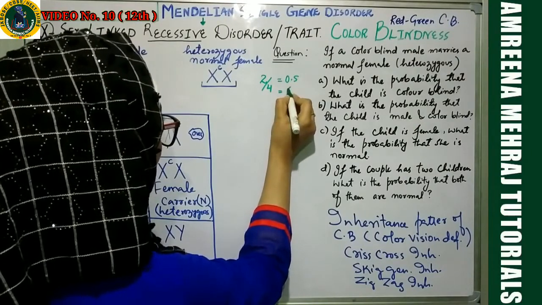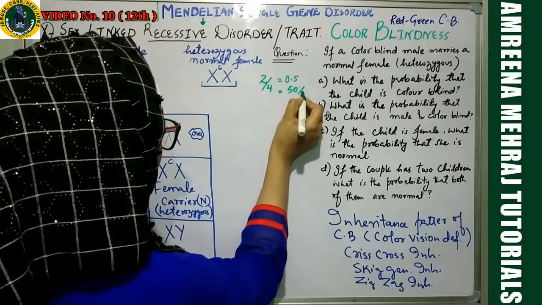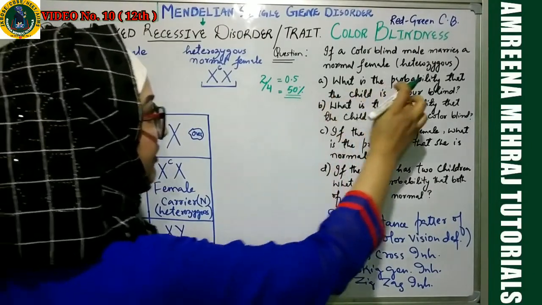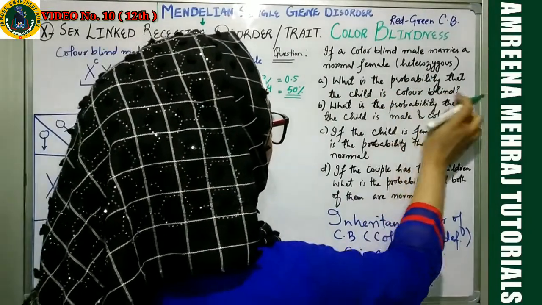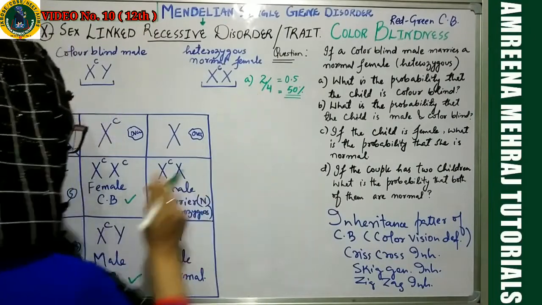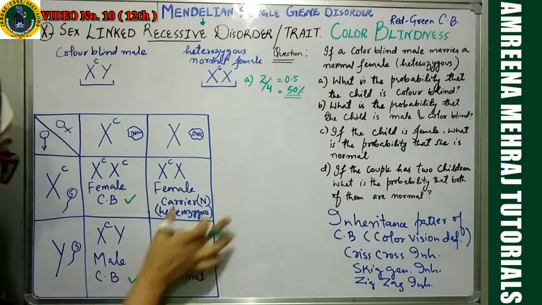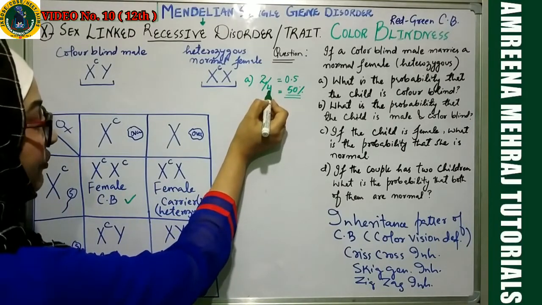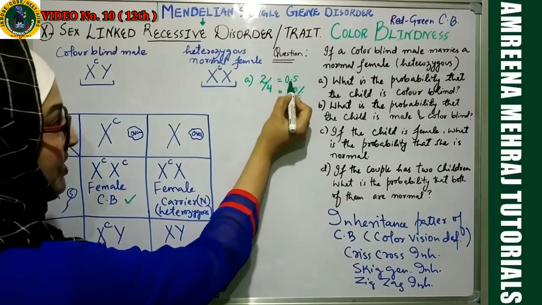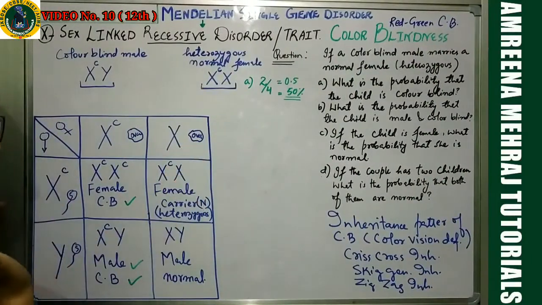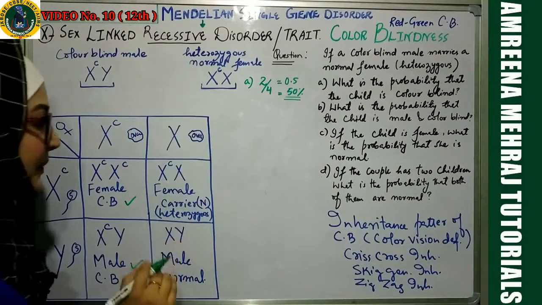That is equivalent to 50%. That means there are 50% chances, there is 50% probability that the child is born colorblind. You're getting my point or not? So this is for part A. I said there are 2 children out of this Punnett square. This is normal, this is normal. 2 children out of how many children? 4 are colorblind. So this gives the value of 0.5, and that's the probability that the child is colorblind. Now part B: what is the probability that the child is male and colorblind? Very simple.